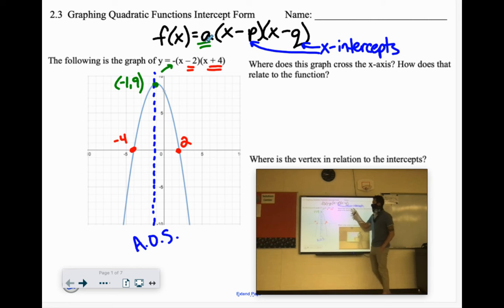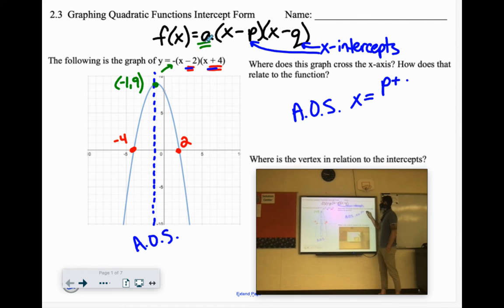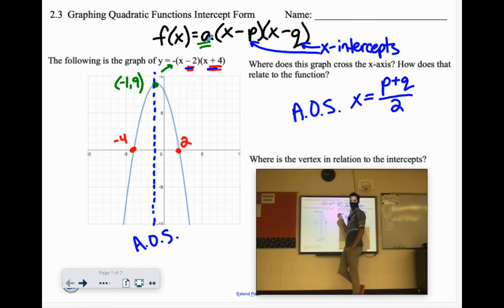So when you are finding that in intercept form, you're going to take the P and Q, add it up and divide by 2 because you're trying to find the middle. So the AOS, you probably want to jot this down, in intercept form is x equals, and then again, you add up the intercepts, which they call P and Q here. So P plus Q over 2. And then to find the y-coordinate of that vertex, once you have the x, you put that back into the function, and you can solve it for y, which we're going to have to do here in a couple minutes.